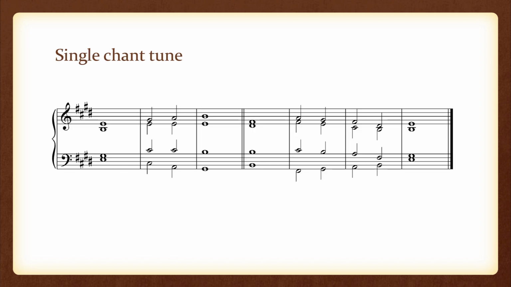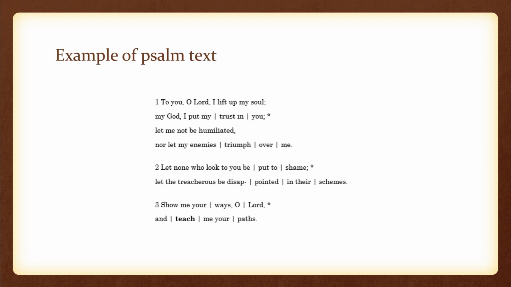When you look in the Sunday bulletin, you'll see a chant tune at the top of the psalm. It changes every week, just like our hymns. Below the chant tune, you'll see the psalm text. From there, you have all the information you need to sing a psalm using Anglican Chant.